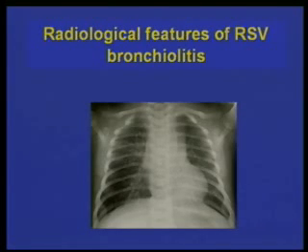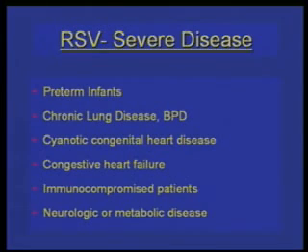So this is an RSV bronchiolitis, nothing too typical radiologically about it. But the kids who are hit hardest with RSV are this group of children. These are the preterm infants. And now with modern technology, we are seeing a lot of premature births, as early as 24 weeks. But the preterm infants, their first winter season is probably the hardest in their life because of RSV.